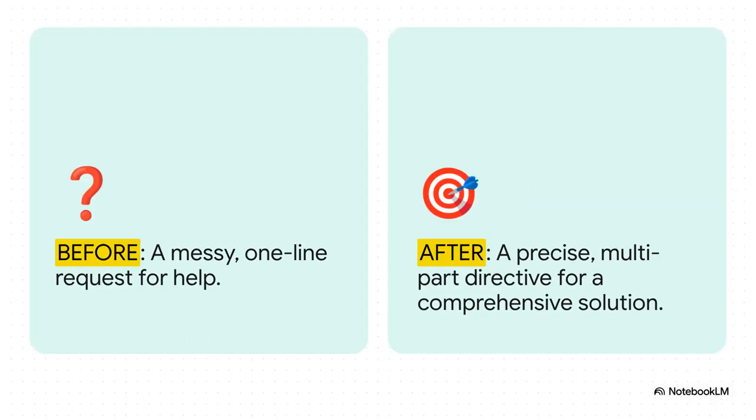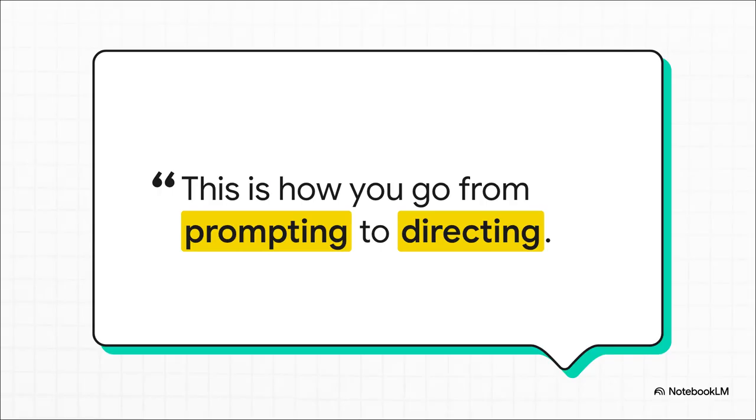And wow, the transformation is just night and day. Seriously, look at this. On the left, you've got our original, kind of lazy prompt, and on the right, a super precise multi-part directive for the AI. It's not just asking for help anymore, it's specifying the language, providing the protected code, and then explicitly asking for a root cause analysis, a corrected version with proper error handling, and best practices to avoid it in the future. This is how you go from just prompting to actually directing. That's the huge shift here. You're not just tossing a question into the void and hoping for the best. You're taking control. You're directing the AI to do exactly what you need it to do.